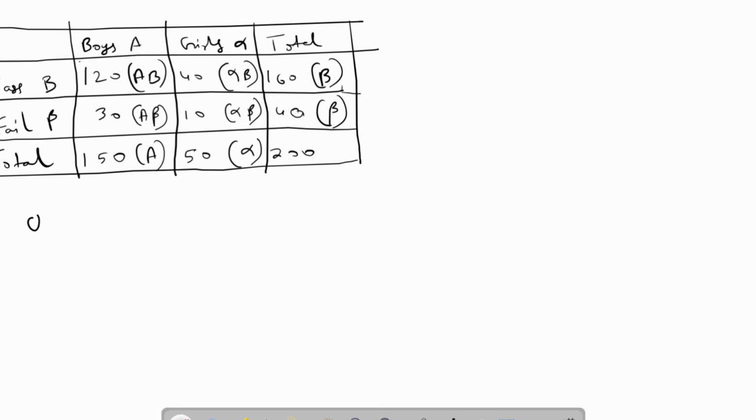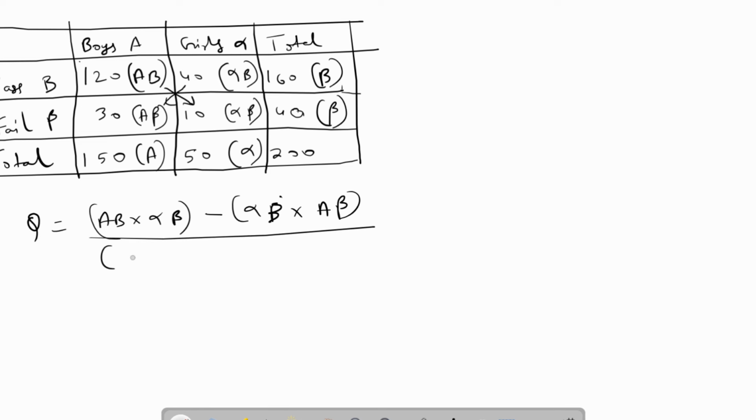Yule's coefficient is given by Q is equal to, we have to cross multiply this into this minus this into this. That is AB into alpha beta minus alpha B into A beta, divided by the same entity, but this time we are adding it here: AB into alpha beta plus alpha B into A beta.